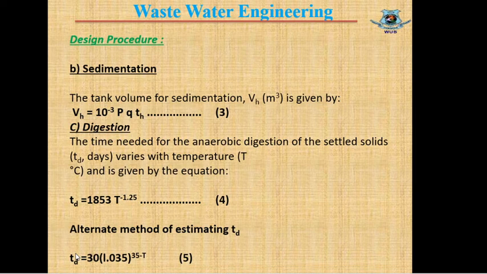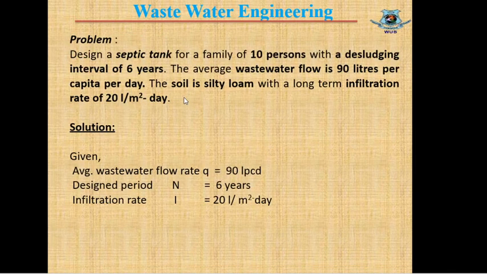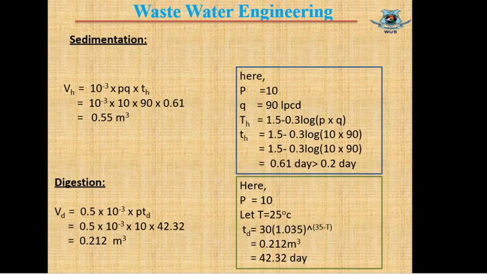So here in this equation we have just input the value of T, and there is no data for temperature, so we have assumed the value of temperature as 25 degrees Celsius. Replacing T with 25 degrees Celsius, we get the value of TD equal to 42.32 days, and if we use this value in this equation, we can get VD, and the value of VD stands at 0.212 meter cube.